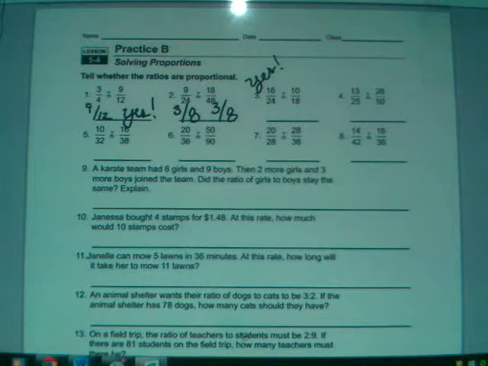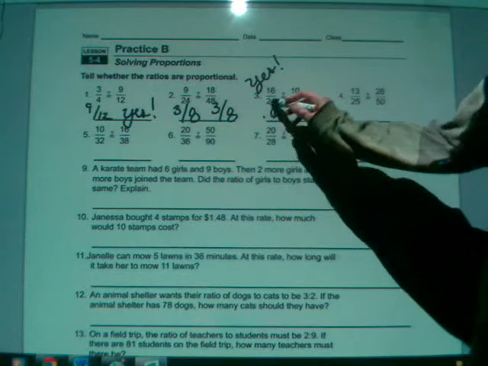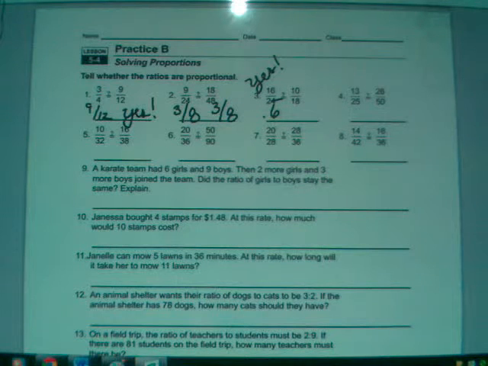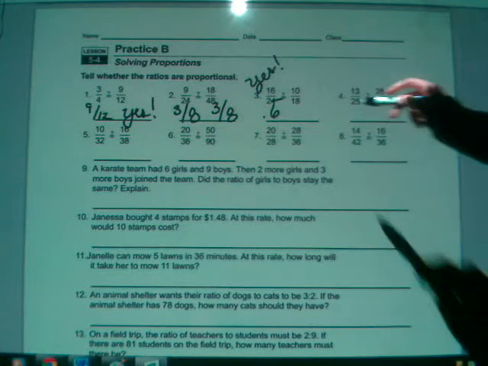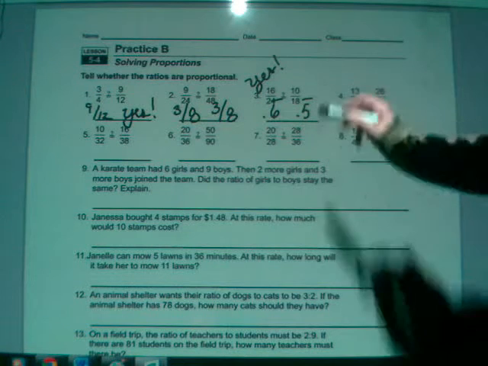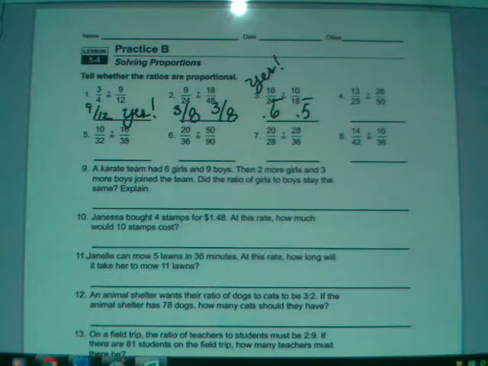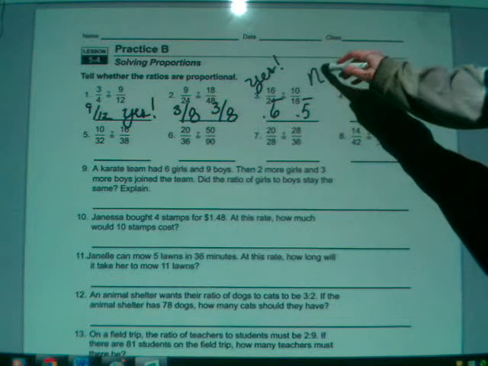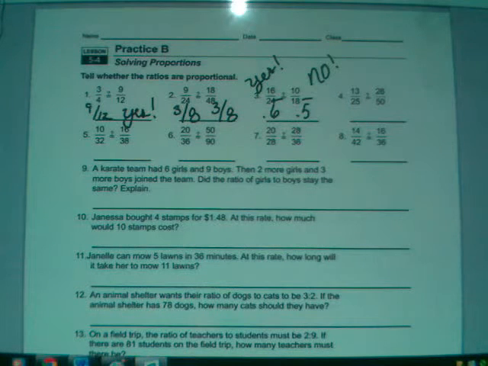In number 3, we'll employ another technique, probably a very simple technique. You can just find their decimal equivalents, and if you get the same decimal, the answer will be yes. And if you get different decimals, the answer will be no. So in this one, I'm going to take 16 and divide it by 24, and that's going to give me 0.6 repeating. And then I'm going to take 10 and divide it by 18, and that's 0.5 repeating. Since I got different decimals there, the answer is going to be no. Those ratios are not proportional.